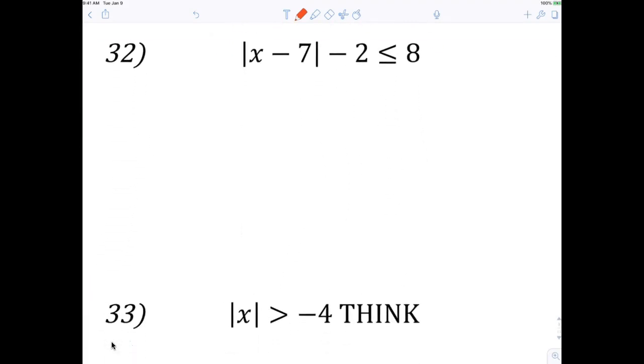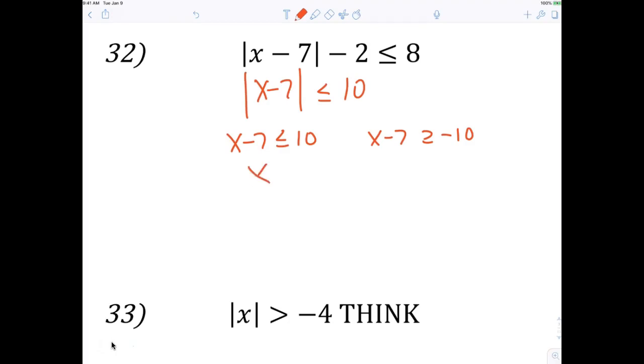Now for 32, what do I have to do? Add 2, right. So now we have the absolute value of x minus 7 is less than or equal to 10. Now we're writing it twice. x minus 7 is less than or equal to 10, and x minus 7 is greater than or equal to negative 10. And so now x is less than or equal to 17, and x is greater than or equal to negative 3.